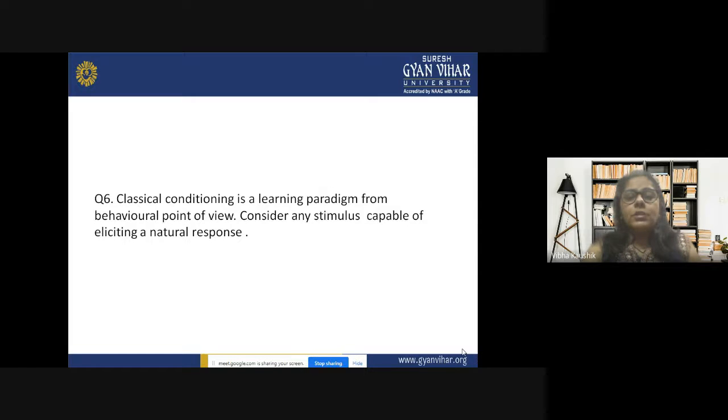Classical conditioning is a learning paradigm from the behavioral point of view. Consider any stimulus capable of eliciting a natural response, whether this statement is true or false. So it's a true statement.